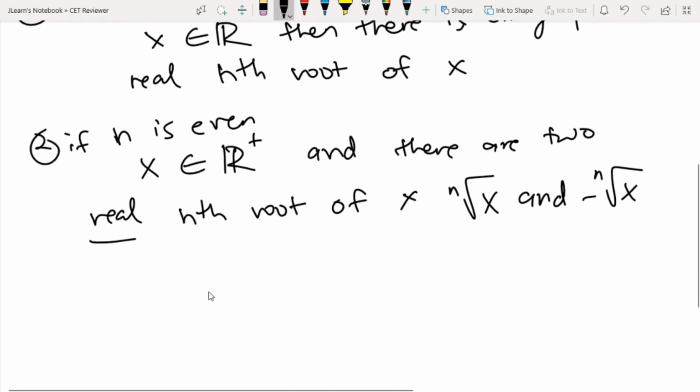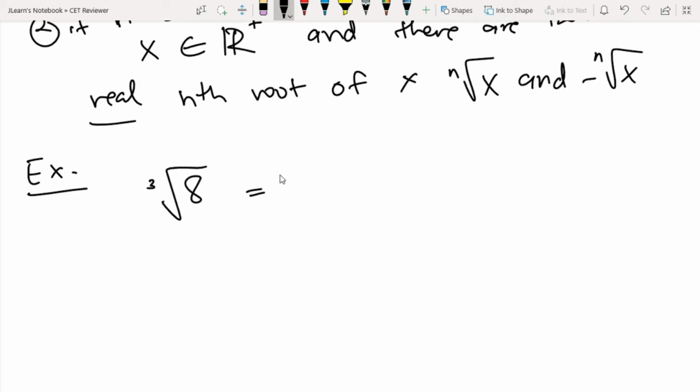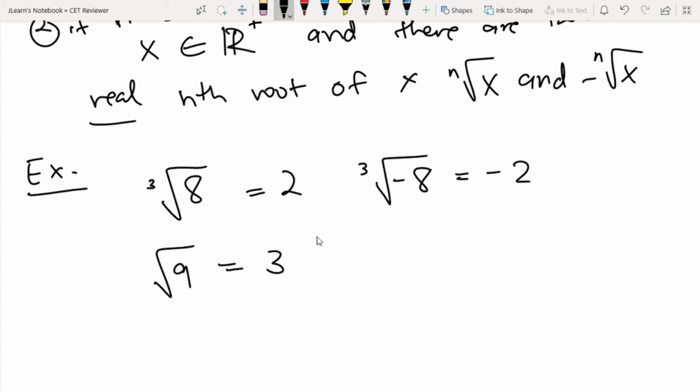So, just to give you some basic examples here, no? Yung principal cube root, okay, cube root of 8 will be equal to 2. Okay? Also, yung principal cube root ng negative 8 will be equal to negative 2. Pero, the square root of 9 is 3. Pero, yung square roots of 9 ay 3 and negative 3.